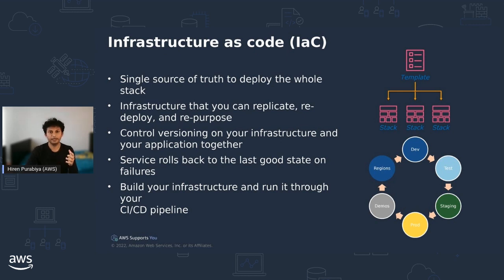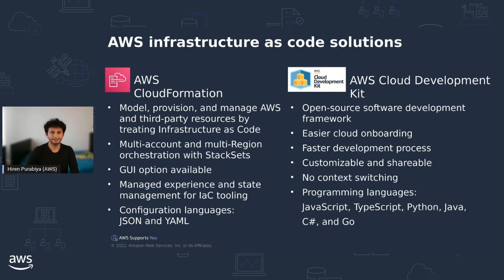So now let's look at two infrastructure as code solutions offered by AWS at a higher level, and then we will dive deeper into AWS CloudFormation. All right. So AWS has two infrastructure as code solutions available, AWS CloudFormation and AWS Cloud Development Kit, also known as CDK. So let's look at some of the features of each one of them.